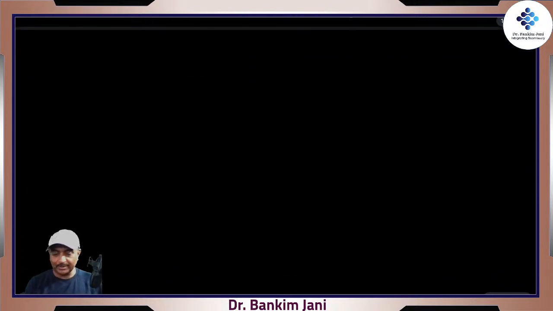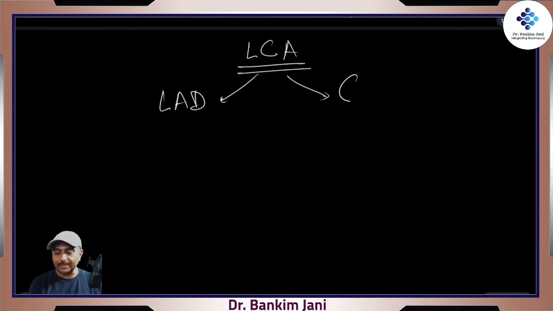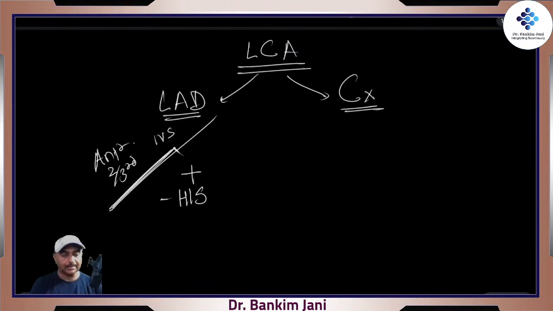We need to talk about the left one. The left coronary artery is very easy, divided into two parts: one is the left anterior descending and the second one is the circumflex. And we draw the figure because it becomes easier to remember. So this is the interventricular septum, and it supplies the anterior 2/3 of the interventricular septum, plus it will supply the bundle of His.